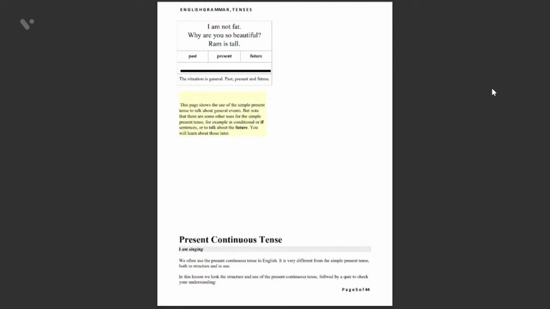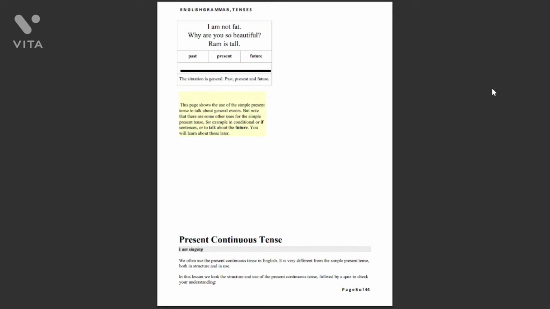And what is present continuous tense? If you quickly notice, I am singing. The present continuous sentence is like it's happening right away. So I am singing now. I'm talking now, or I am teaching now. Okay. So that is happening right away.